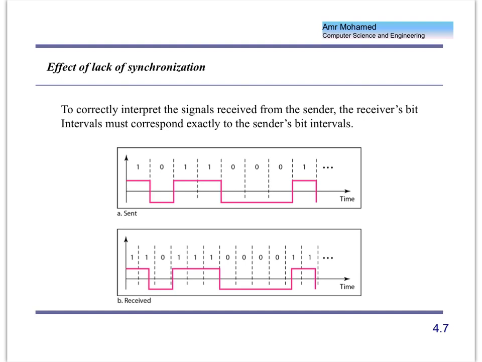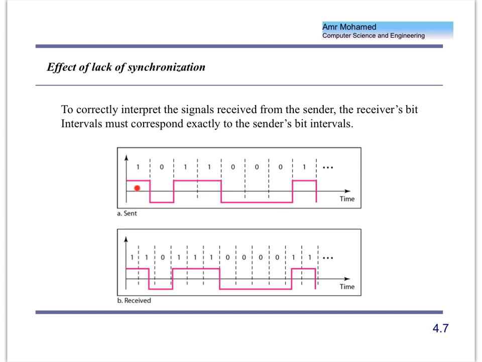Okay, we talked about this phenomenon before, which is the lack of synchronization. We need to study the effect of this lack of synchronization between the transmitter and the receiver. When we talk about line coding schemes, we convert each data element to a specific signal element. When we talk about data element to signal element, we have to use a certain type of clock, right?